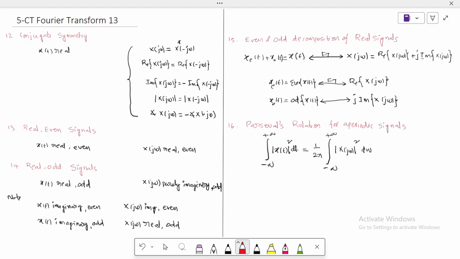We will do some more problems based on these properties in the next class.